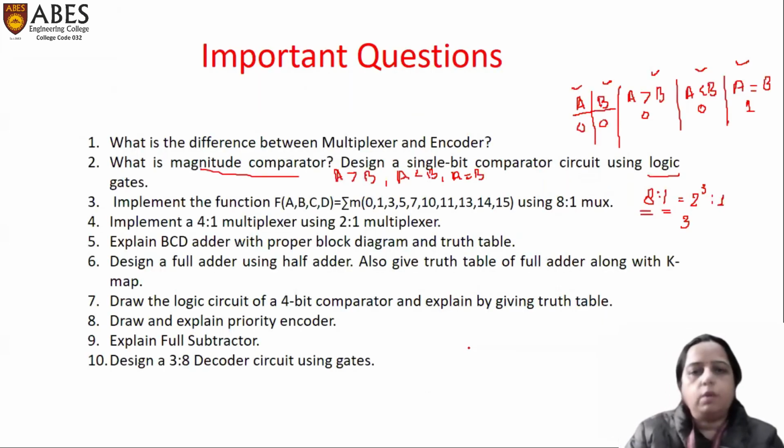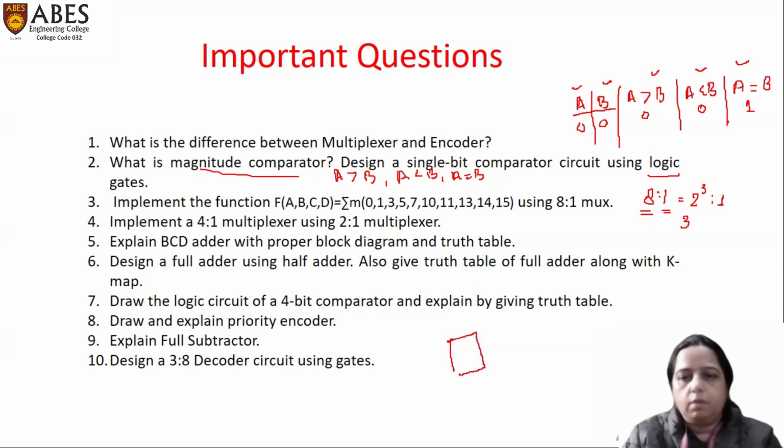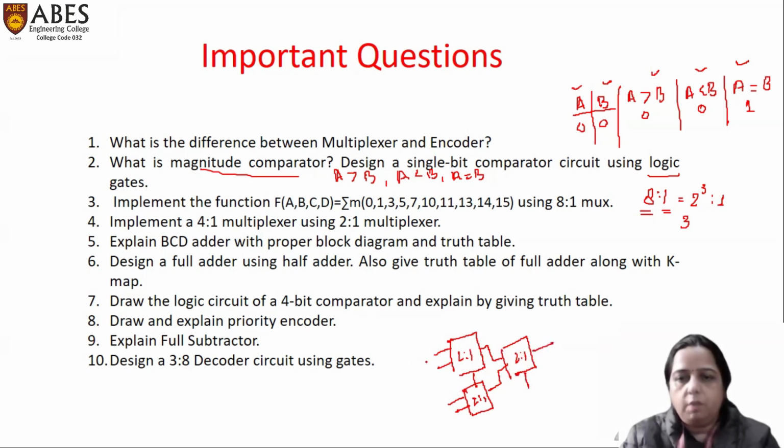Then we come to another question, that is implement a 4:1 multiplexer using 2:1 multiplexer. So to implement this, we take a 2:1 multiplexer. We have two inputs and one selection line. Another 2:1 multiplexer, again, two inputs and one selection line. And these two will further be connected to another 2:1 multiplexer with two inputs and one selection line. And in this manner, we can draw 4:1 multiplexer.